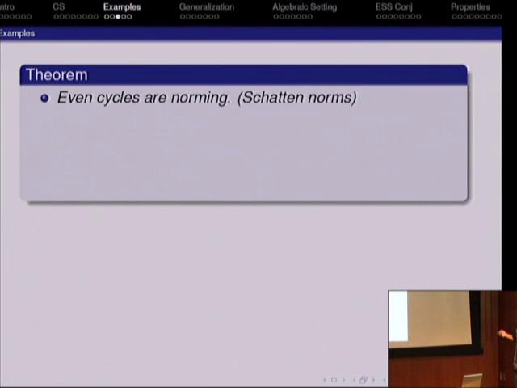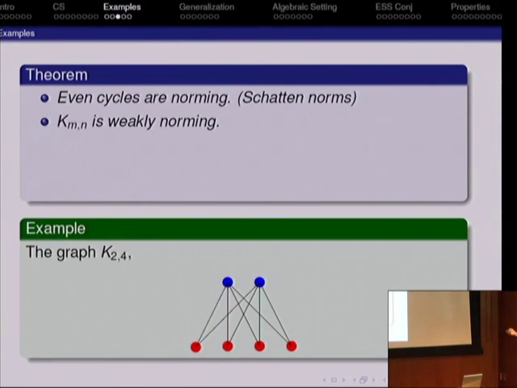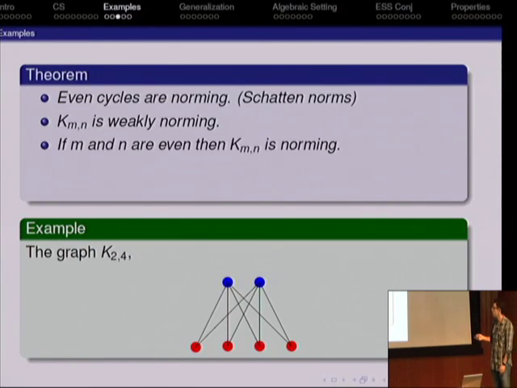So what classes are norming or weakly norming? Even cycles are norming. That's classical. They define just trace norms or Schatten norms. You can express it in terms of eigenvalues. That's been known for a long time. The other easy ones to show are the complete bipartite graphs. Any complete bipartite graph is weakly norming. And in fact, if m and n are both even numbers, then they are norming. They define a norm even without the absolute value.